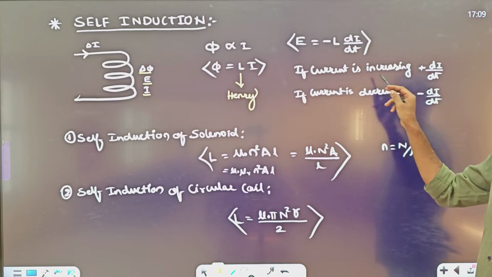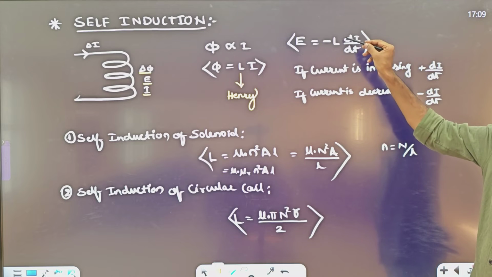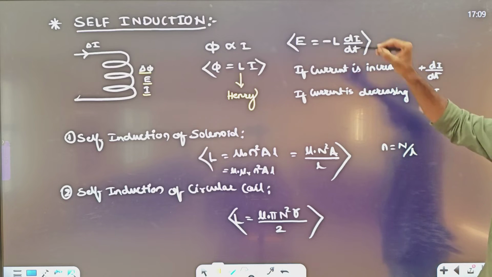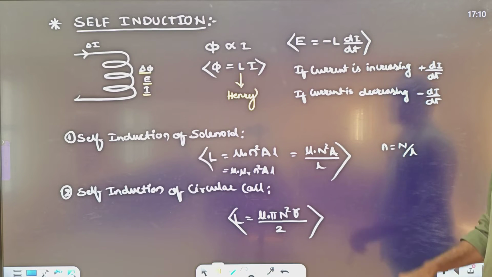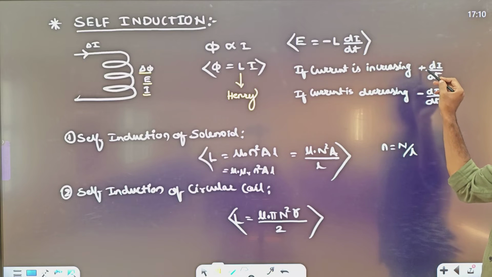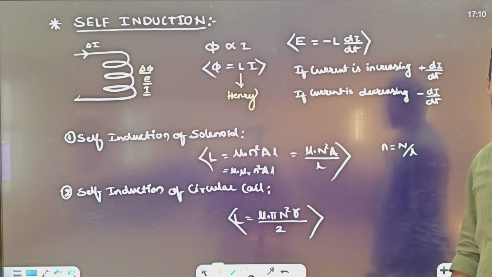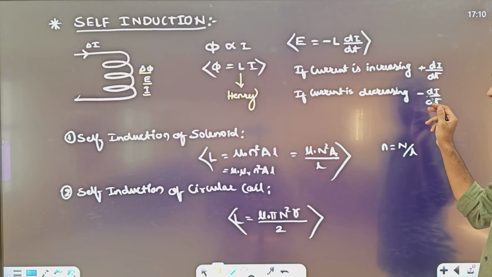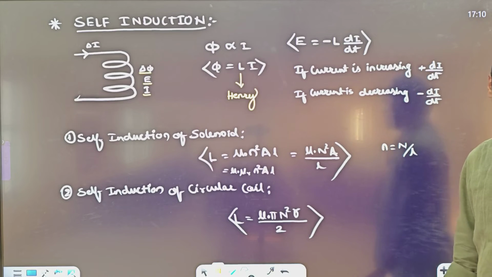Next, if current is increasing, then this di by dt means it is rate of change of current. That rate of change of current should be taken positive when the current in the coil is increasing, and it should be taken negative when the current in the coil is decreasing, right?